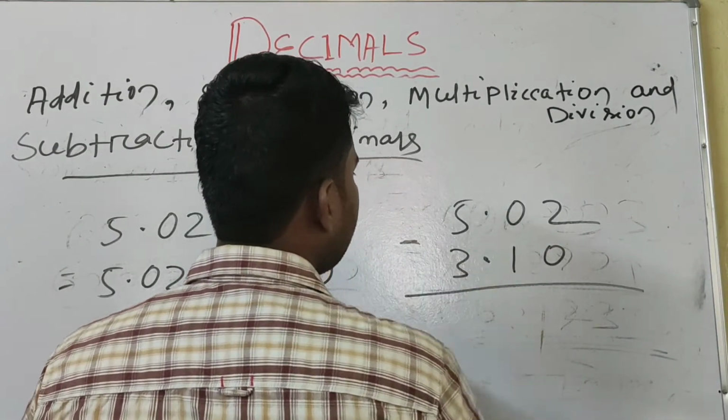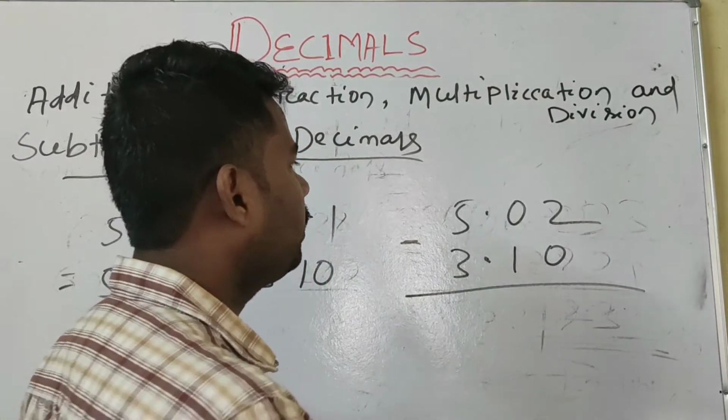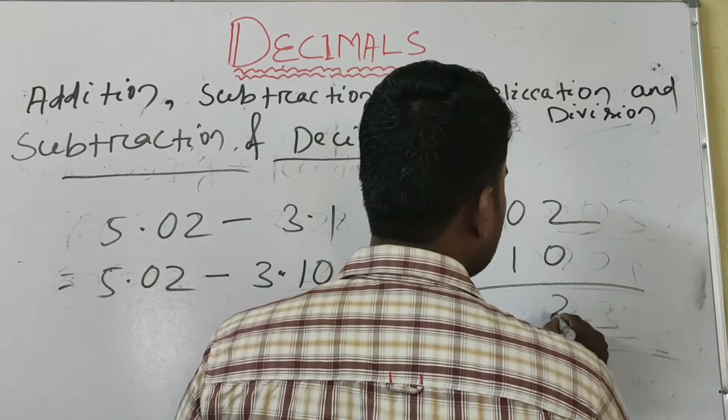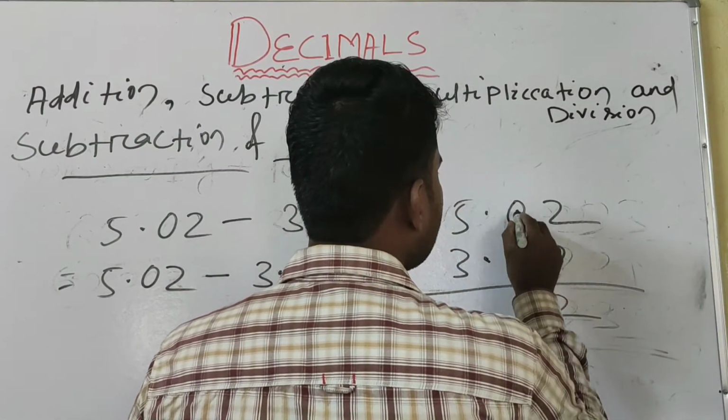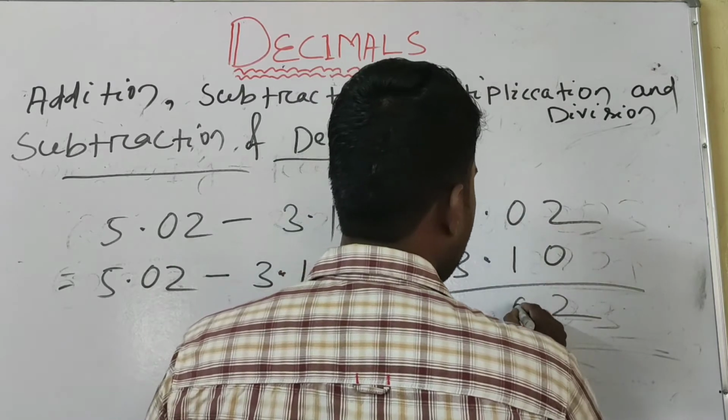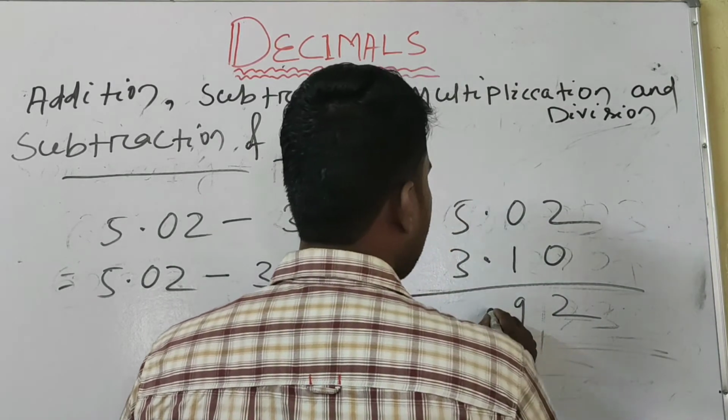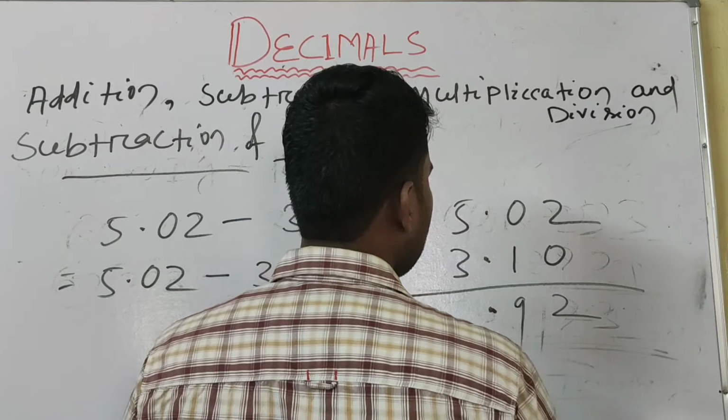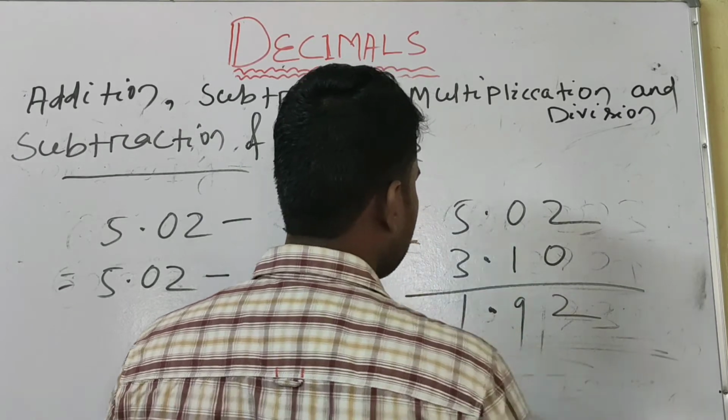Now we will subtract as we do in whole numbers. We cannot subtract 1 from 0, so we carry over and make it 10, then 10 minus 1 is 9, and we put the decimal point directly under the decimal point, and 4 minus 3 is 1.